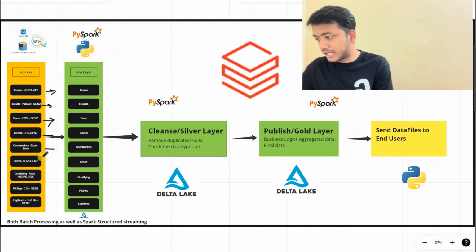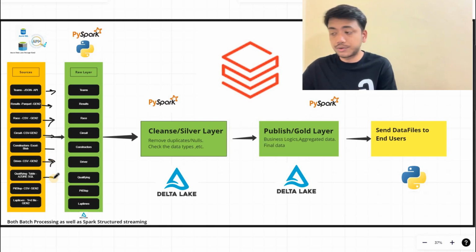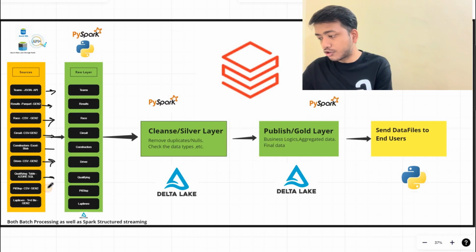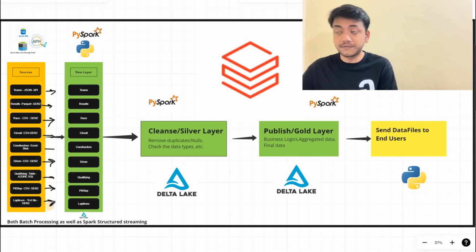Likewise, if you can see, we have this driver, and then we have the qualifying table that is present in Azure SQL. Then we have pit stop, which is in the form of CSV and present in Gen2. And then we have lap time, which is available in TXT format in the Gen2 location.